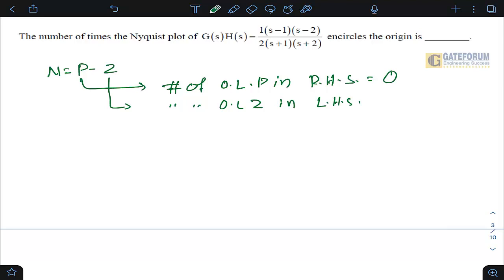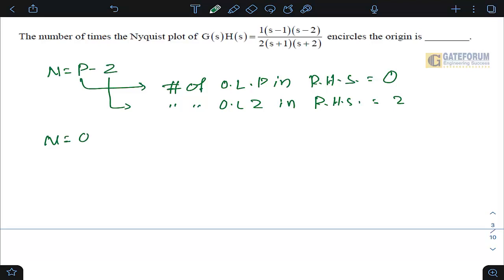The number of open loop zeros in the right half S plane is how much? This Z value is coming as 2. Sorry students, this is the right half, right? So the number of open loop poles in the right half of S plane is nothing but your P. The number of open loop zeros in the right half S plane is nothing but your Z. So no poles are in the right half of S plane, and two zeros are in the right half of S plane. So your P value is 0 and Z value is 2.